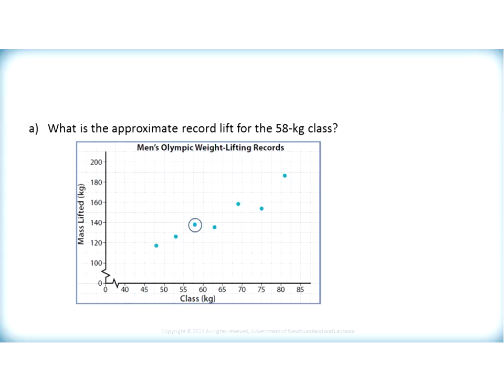Okay. In order to determine the approximate record lift for the 58 kilogram class, we're going to do something called interpolation. We're going to gather information from the data that we have in front of us. And to do this, we're just going to draw a line connecting our dot basically to the vertical or the y-axis, which you see here.